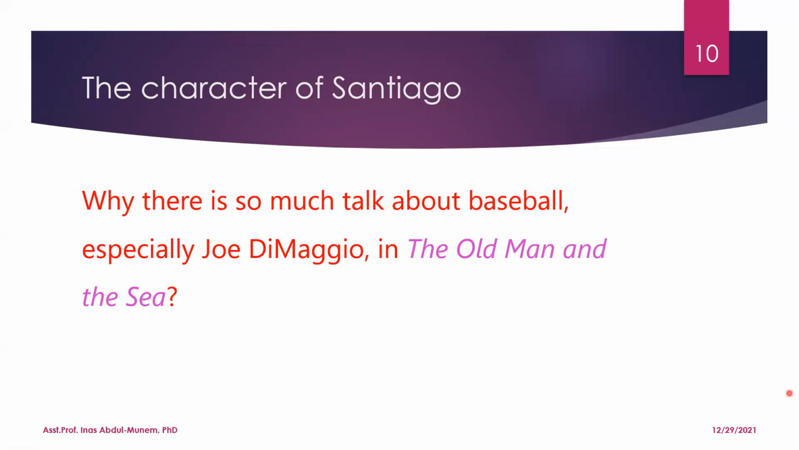Let's see part of the character of Santiago. Why is there so much talk about baseball, especially DiMaggio, in The Old Man and the Sea? Have you noticed there is talk about baseball between the old man and the boy, between Santiago and Manolin? Whoever read till page 12 at least can notice that.